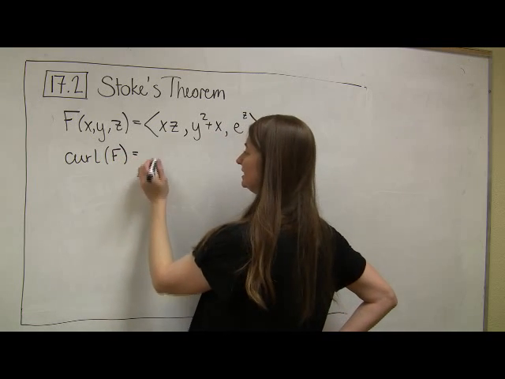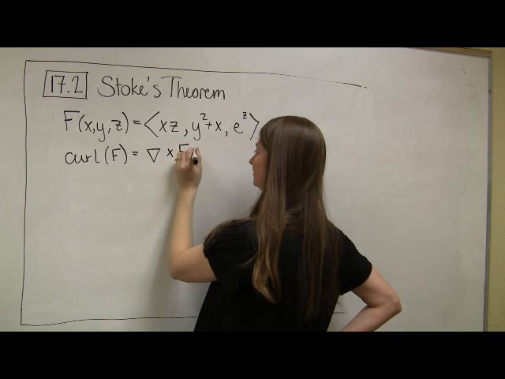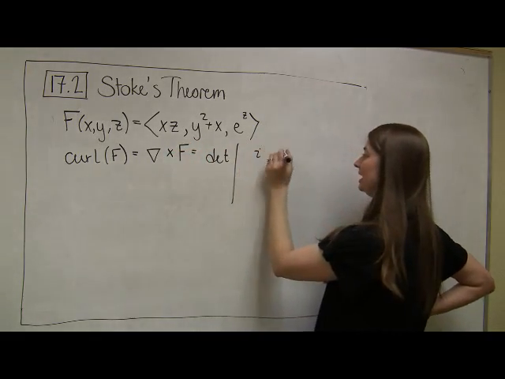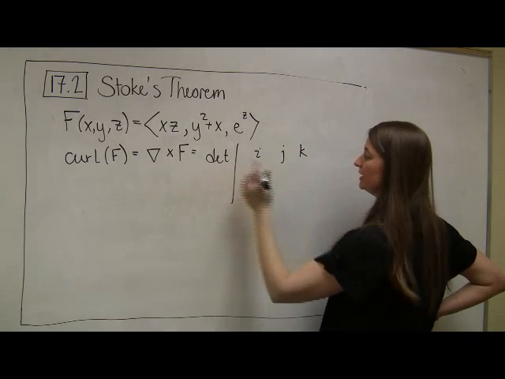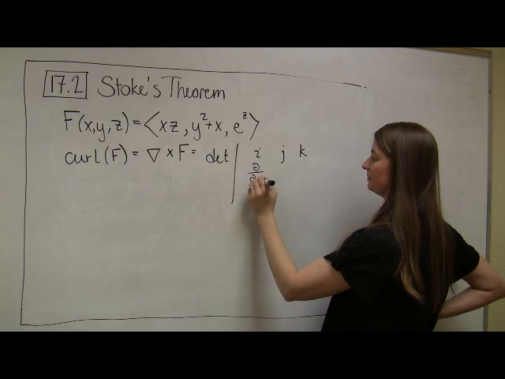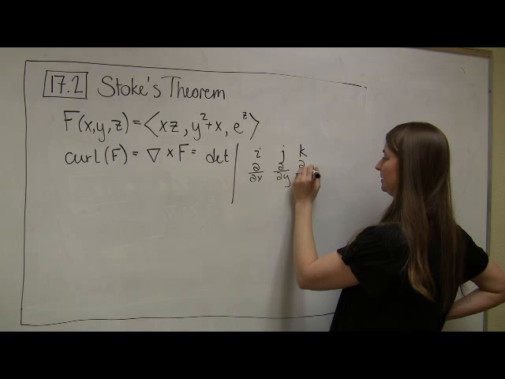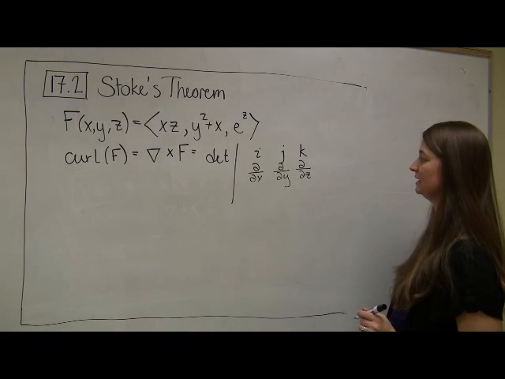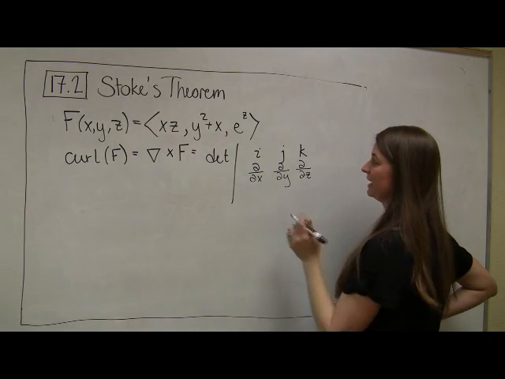which I'm going to notate as the gradient crossed with f, which is going to be the determinant of the matrix given by i, j, k. And in my first column, I use my gradient operator, and it's each of my partials with respect to each of the variables. The partial with respect to x, the partial with respect to y, and the partial with respect to z. And then my final row is going to be each of the components of my f function.